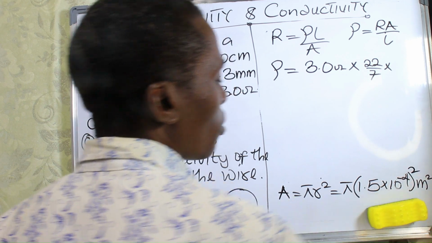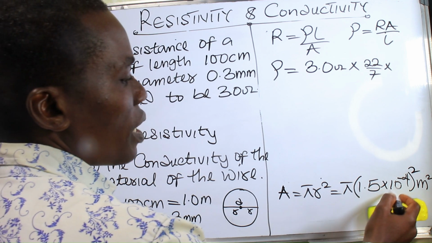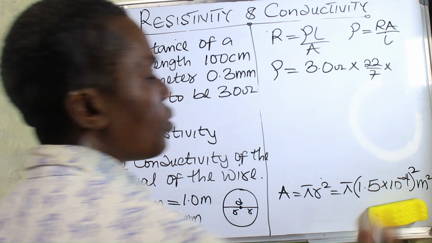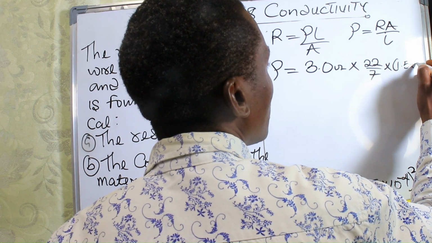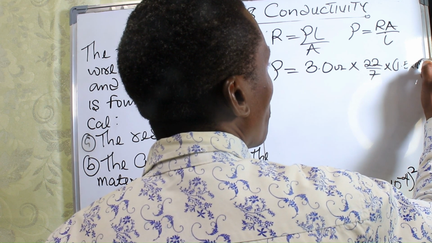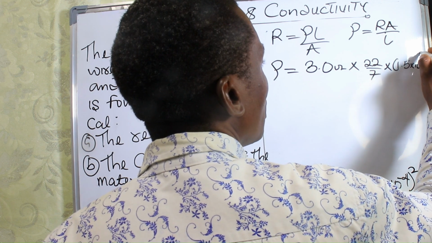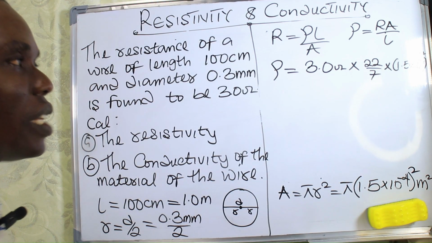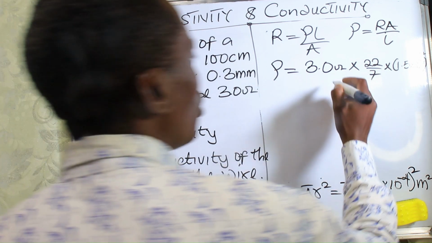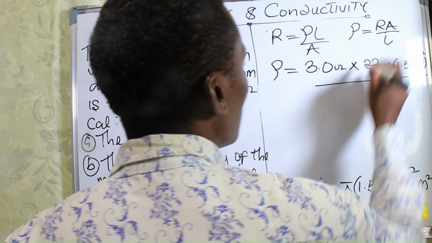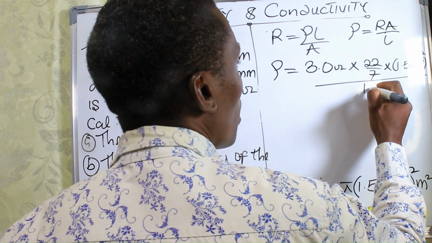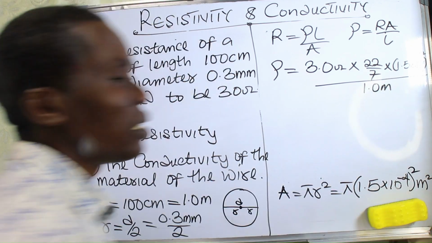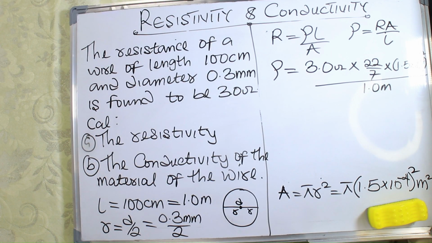1.5. Remember, this one will be squared. 1.5 times 10 to the power of minus 4, all of them will be squared. And all of them will be divided by the length. The length now, what is the length? The length is 1.0 meter. So when we multiply those things, it will give us the resistivity.